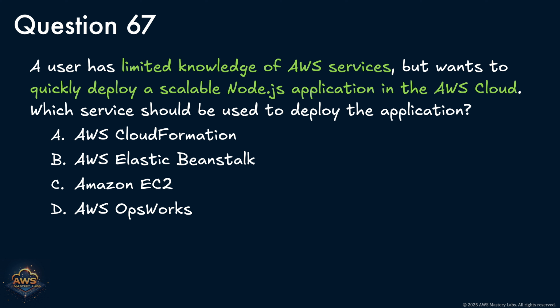First, the mention of a user with limited knowledge of AWS services clearly signals the need for a solution that prioritizes abstraction and automation, something that can shield the user from the intricacies of infrastructure setup, configuration, and scaling. Then, the requirement to quickly deploy adds another layer of urgency and simplicity, emphasizing that the ideal solution must offer a rapid, low-effort deployment path with minimal manual intervention.